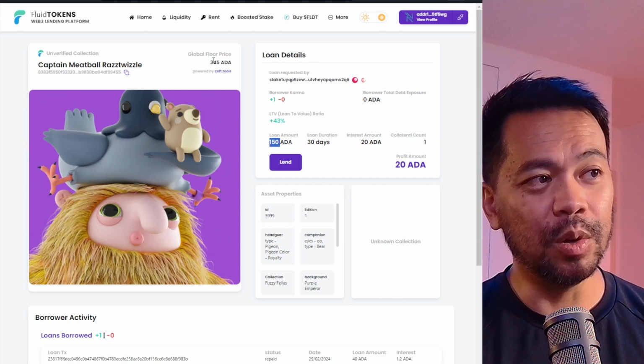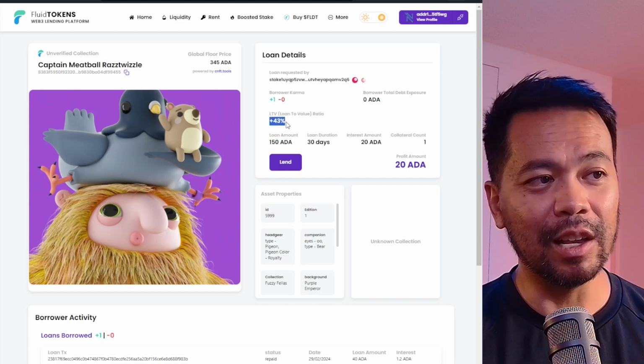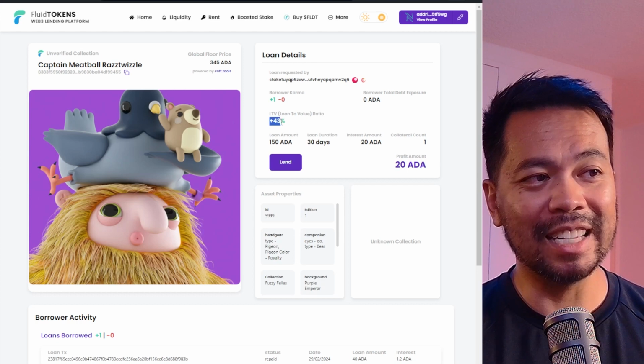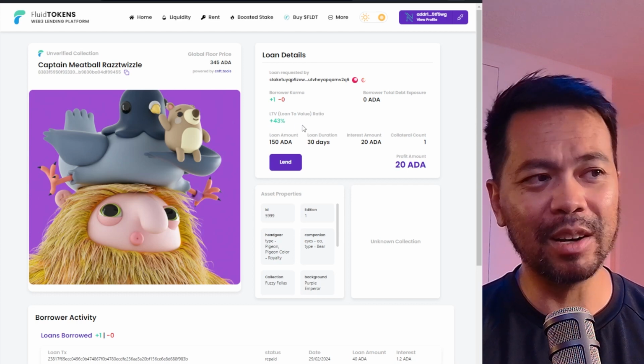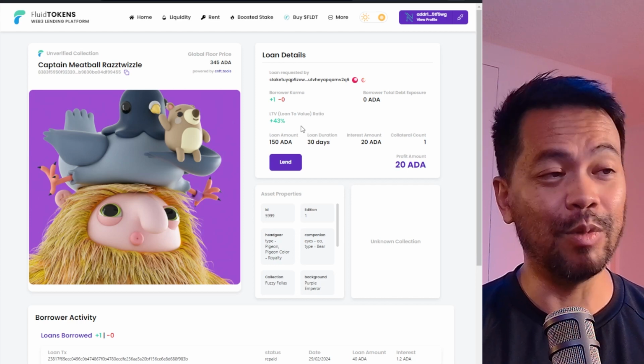So it's a good floor price versus loan amount, and this will give you the loan to value ratio. So this is all color coded, and you can see here it's green at the moment. So the amount of 43% loan to value ratio is a good ratio.